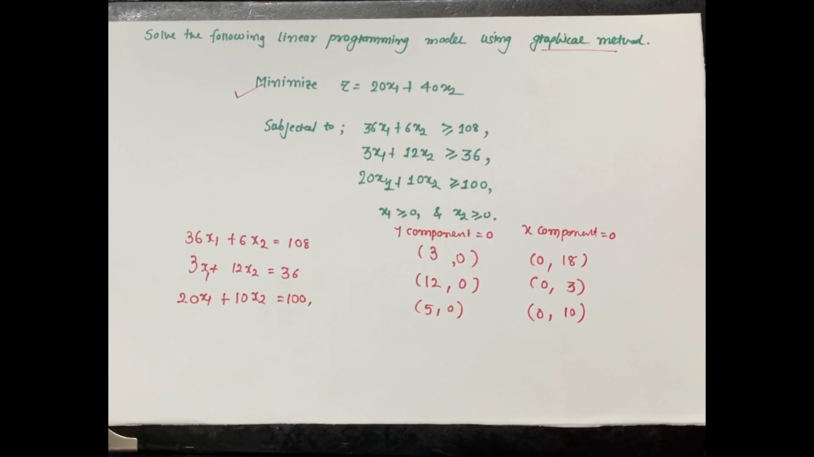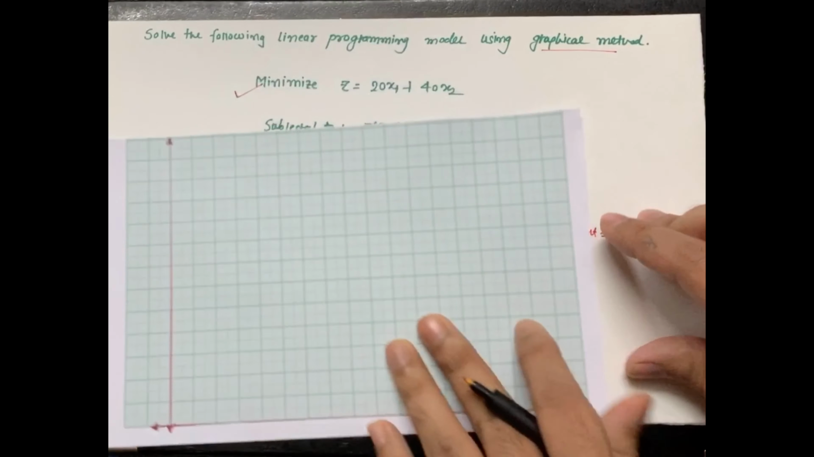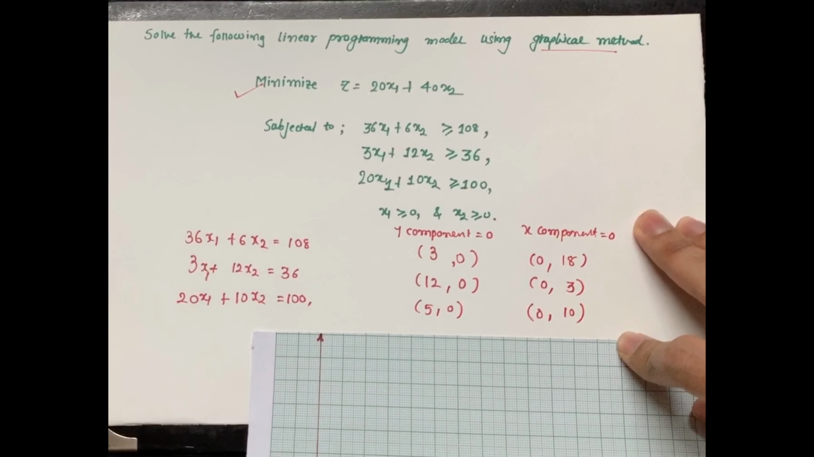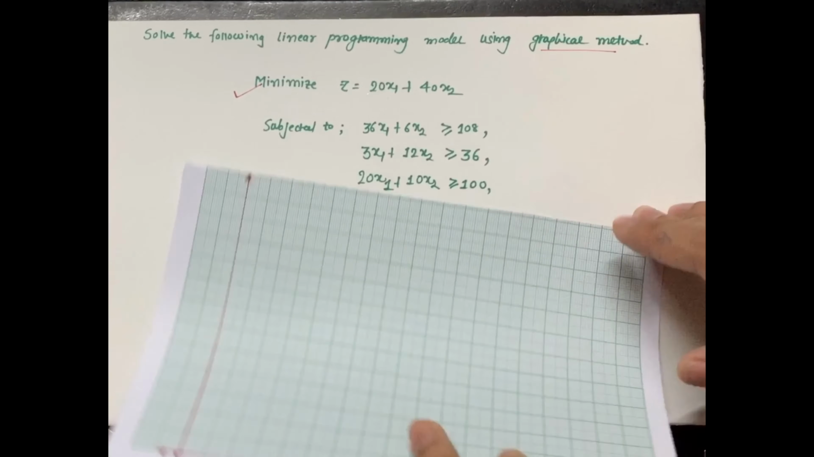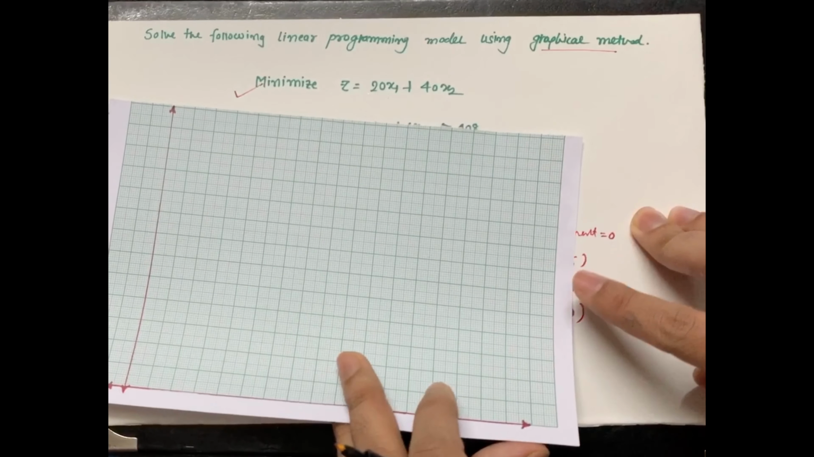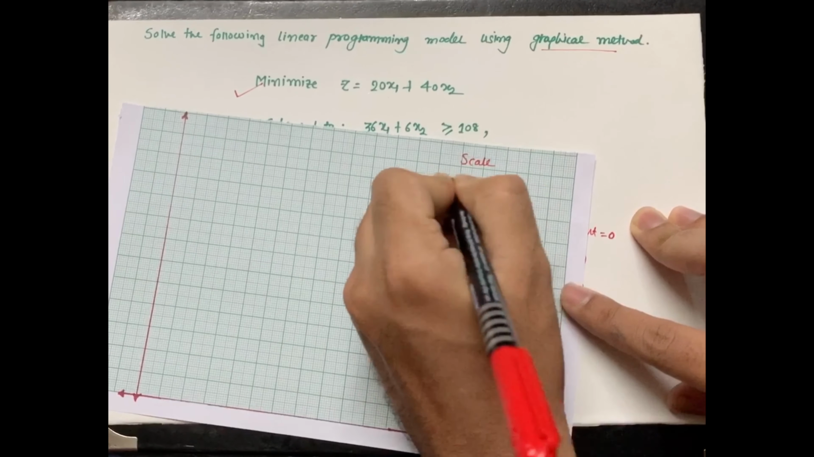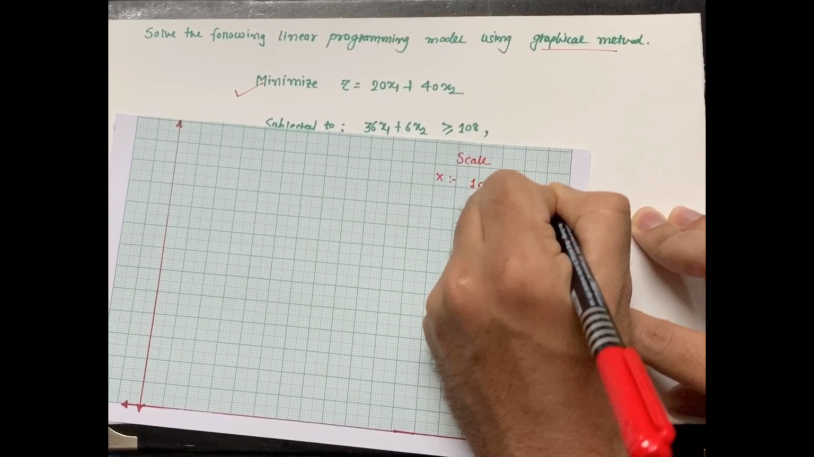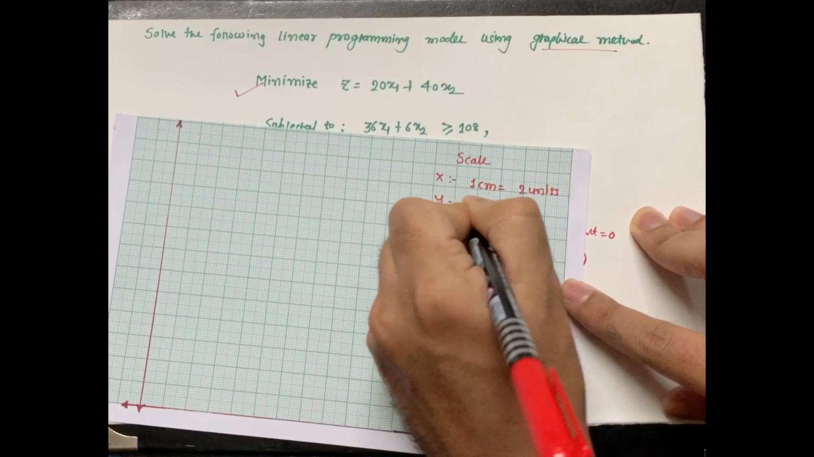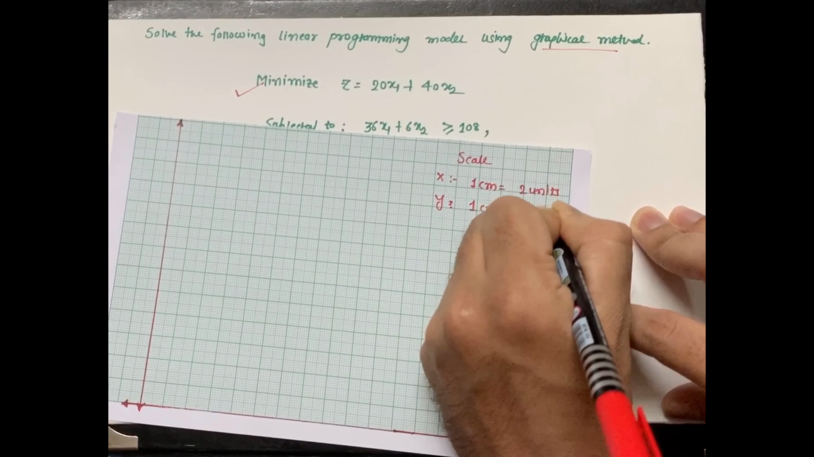Now I need to take a graph. I must write the scales of the x-axis and y-axis. The scale here I am writing as 1 centimeter equals 2 units. On the x-axis 1 centimeter equals 2 units, and on the y-axis again 1 centimeter equals 2 units.